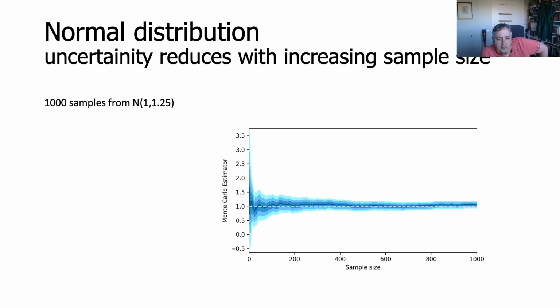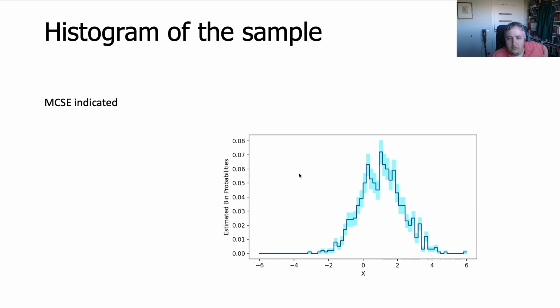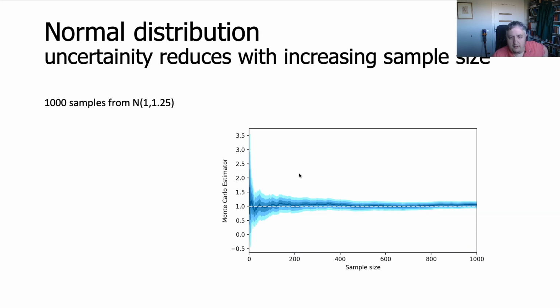So, if we want to estimate the expected value of a normal distribution by sampling from a normal distribution, we can see that by increasing the sample size, we will get a reduction in the uncertainty. This is a ribbon plot representing the quantiles of our function, and we can see that sampling from the normal distribution will give us closer and closer to our mean.